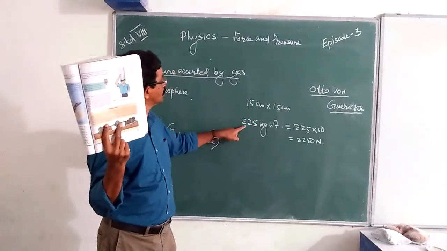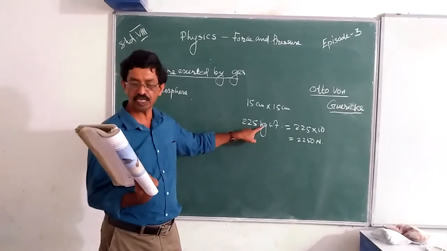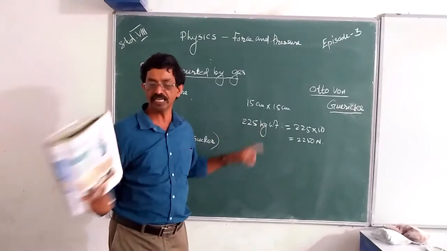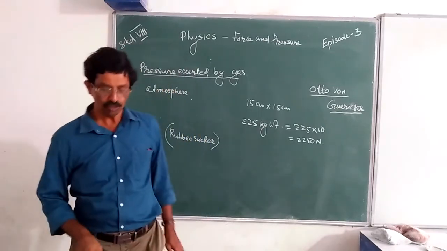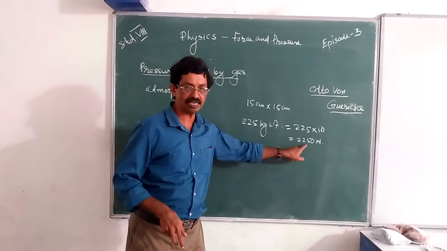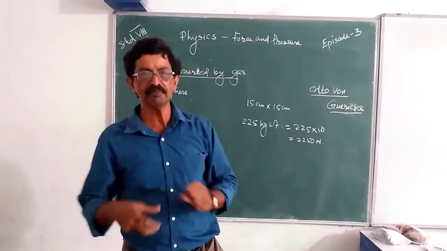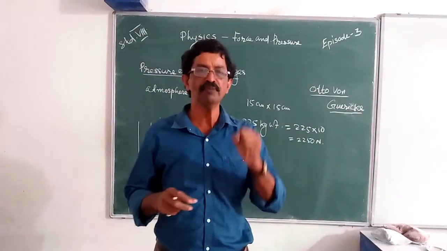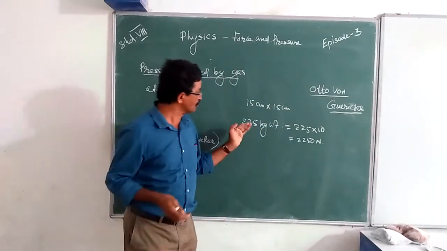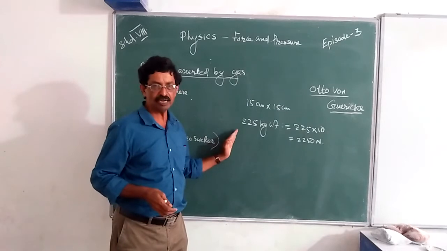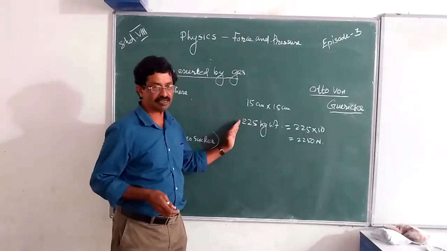That is the weight of the air above our head, and it is very high. That is equal to how much? 225 kg, which is equivalent to 2250 Newton. Because of this very high pressure, our body should be crushed. But actually, is it happening? Is our body crushing due to the air above our head?